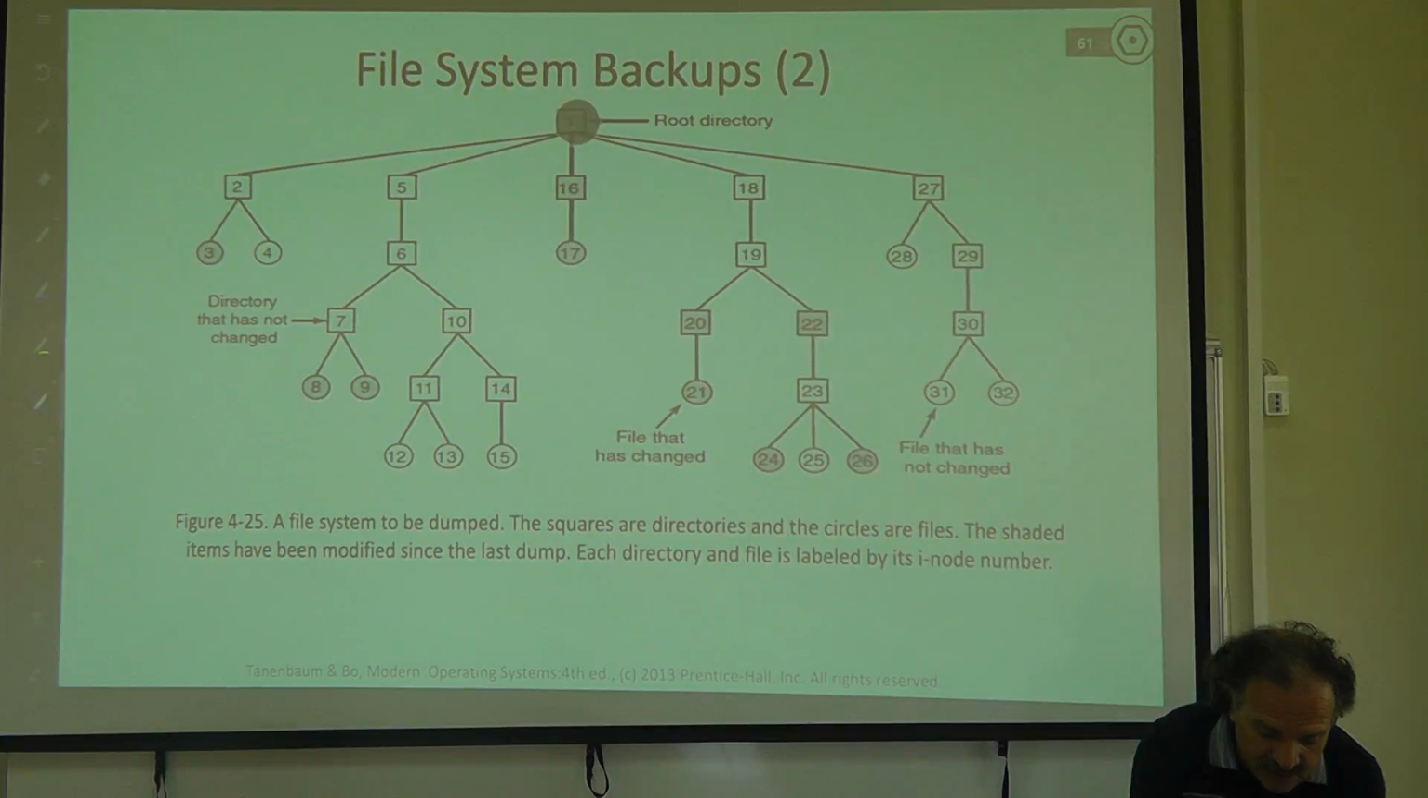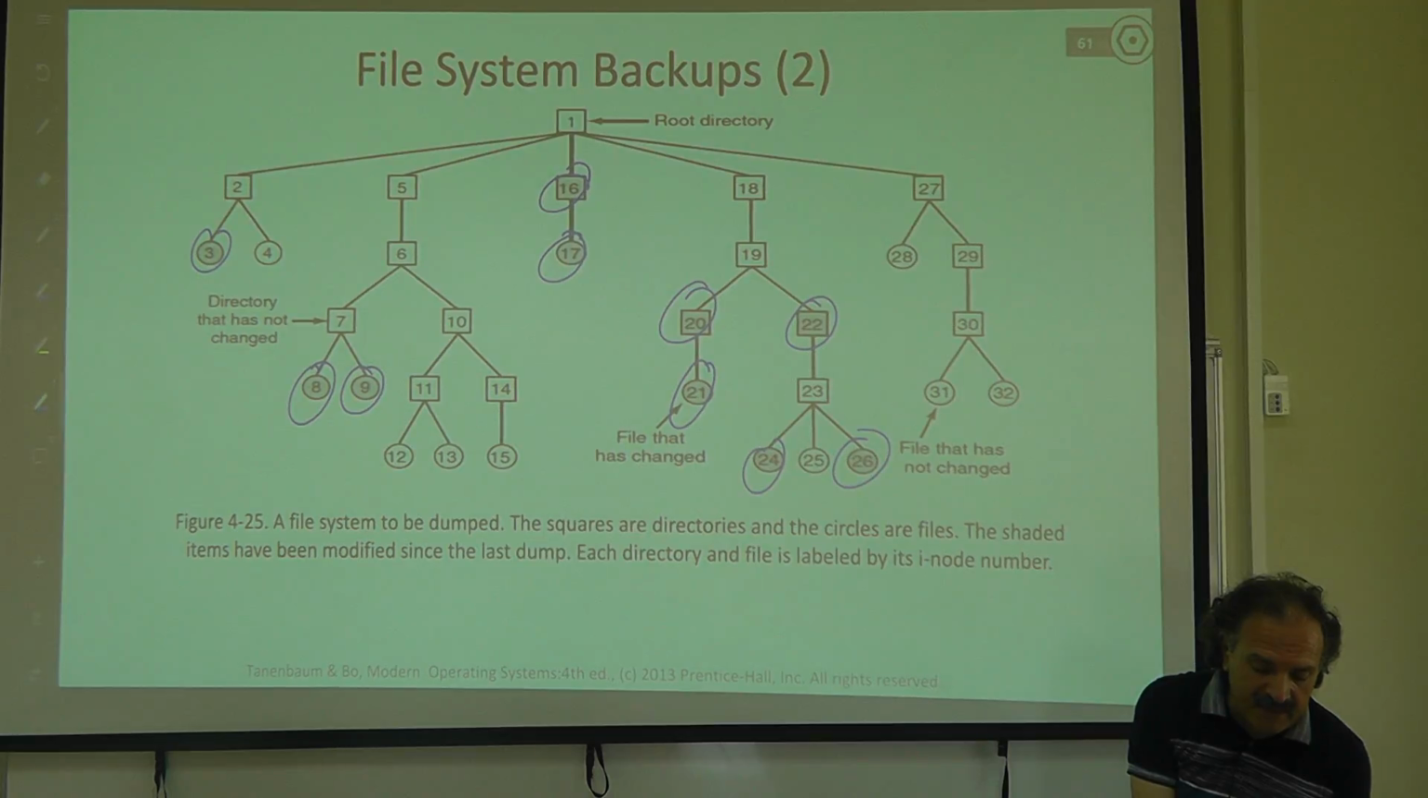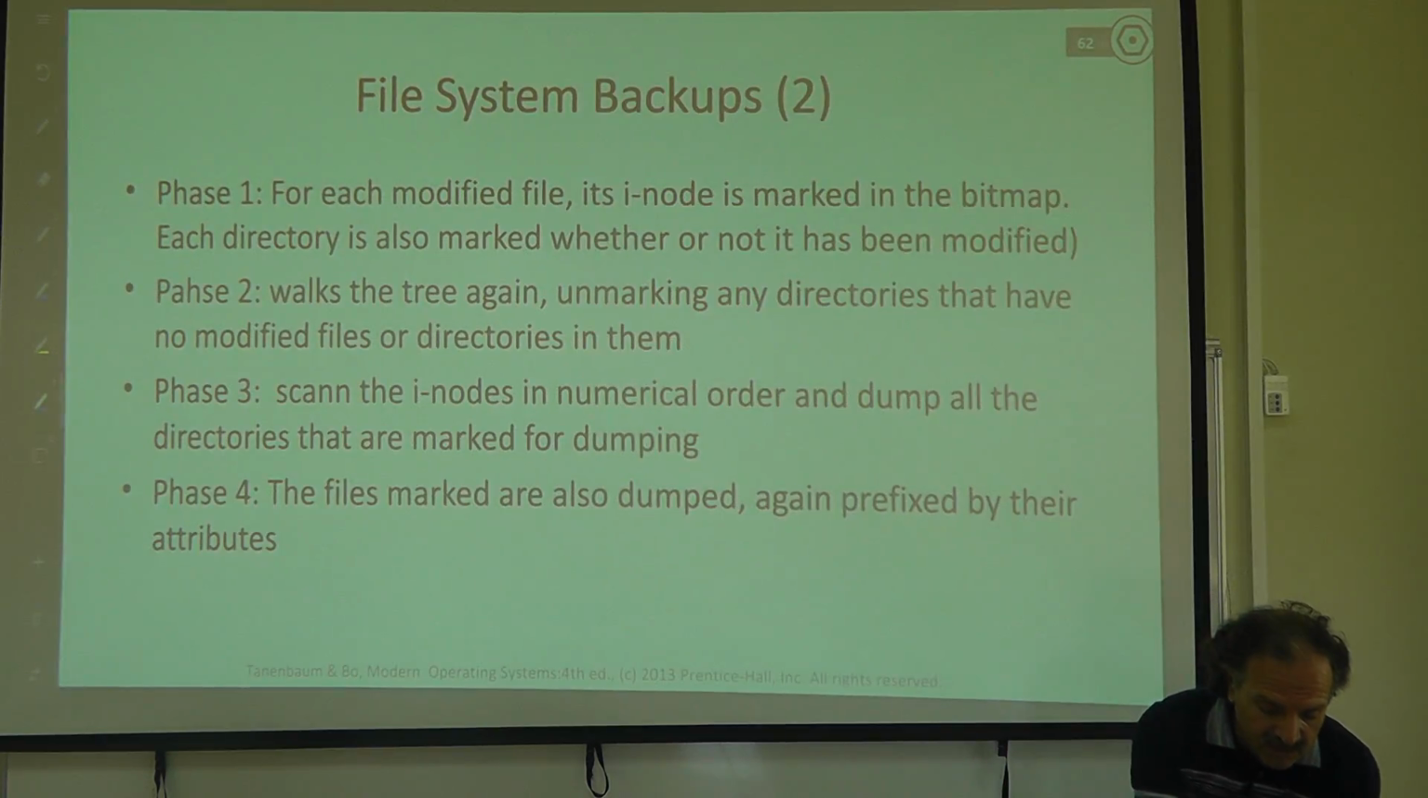Let's say this is my root directory. These are my subdirectories, and within my subdirectory there are subdirectories, and these shaded elements have been modified since the last backup time. The shaded items have been modified since last dump. So my task is to back up this system. How do I do this? There is a 4-phase algorithm for doing this.